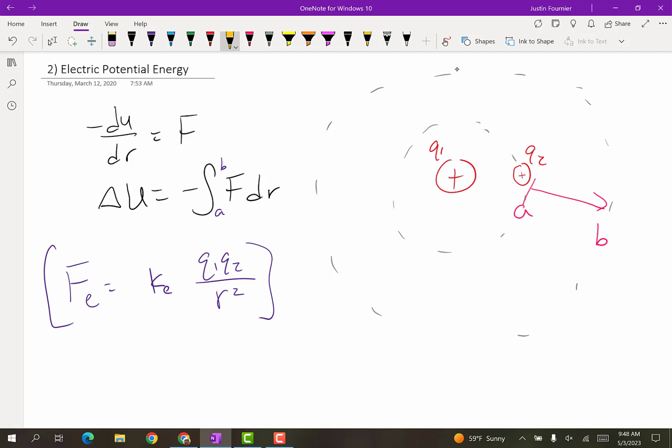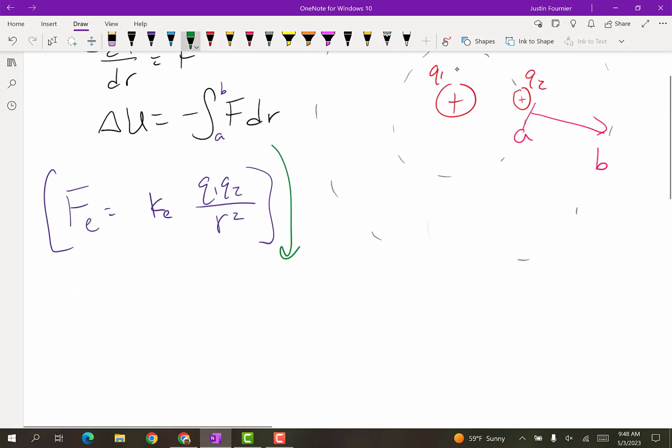If you want to try this yourself, go ahead and pause it and see if you can integrate your way to figure out what the electric potential energy function is. So here we've got two positive charges, and one of the positive charges we're going to move from A to B. As we do that, the electric potential energy should decrease. All right, let's go ahead and try that.